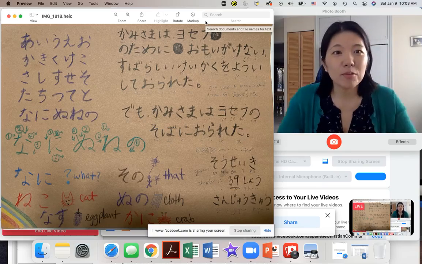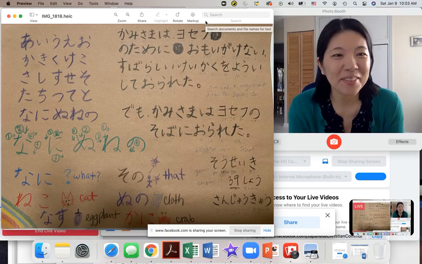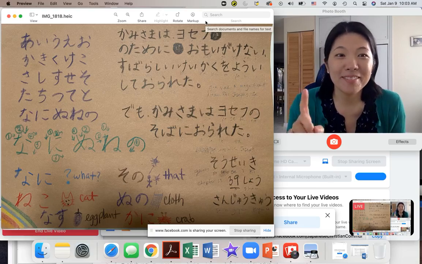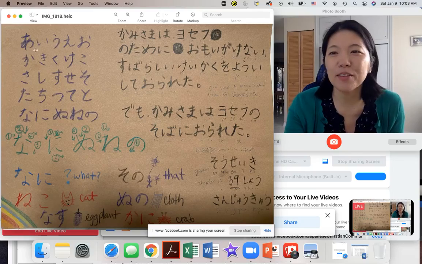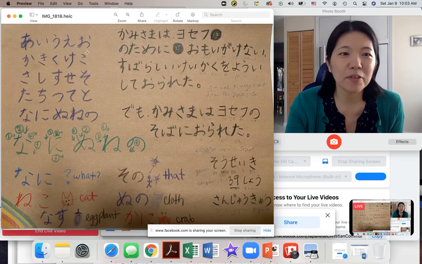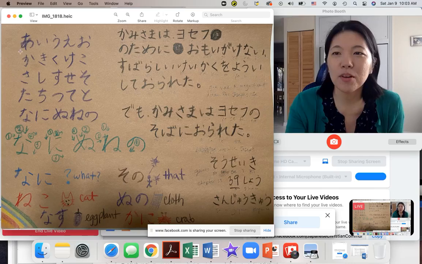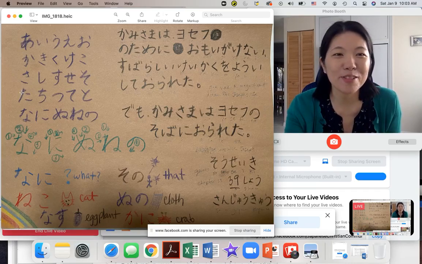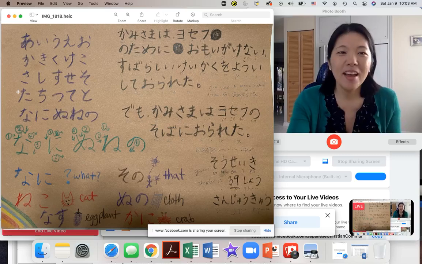So first we always start with hiragana. So we've been learning or reviewing or whatever it is for you. 5 characters per week, right? So this is the 5th week already, 5th week of Japanese class. That's what it means, right?